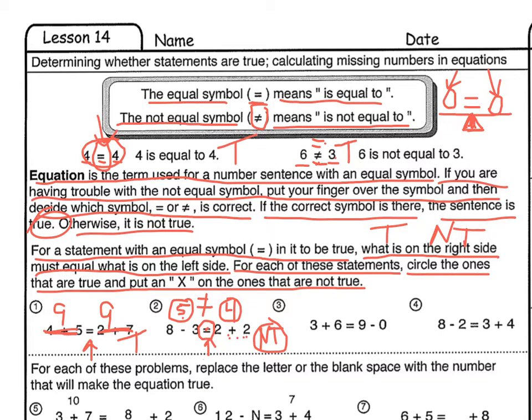Okay, 3 plus 6, you should have written a 9 right here. 9 minus 0, you should have put a 9 here. 9 is equal to 9. Is that what I would write between those? Does that work? Yes, it does. So that equal sign is correct, and you should write a T down there for true.